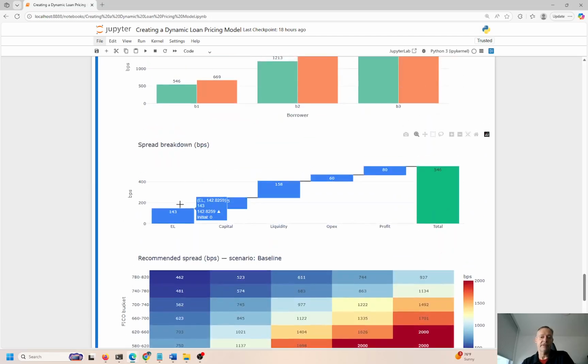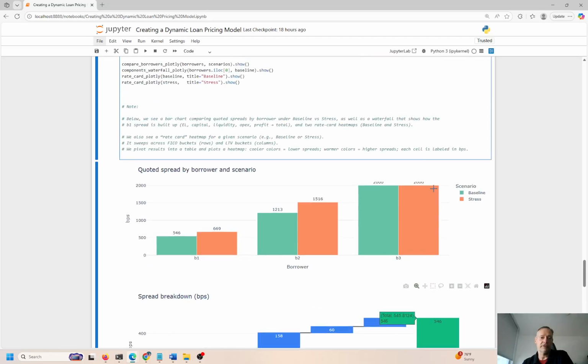And here we have a typical waterfall chart where we have the expected loss, capital, liquidity, Opex, and the profit, and then the total. So these are all aggregated together in the final chart over here, okay?